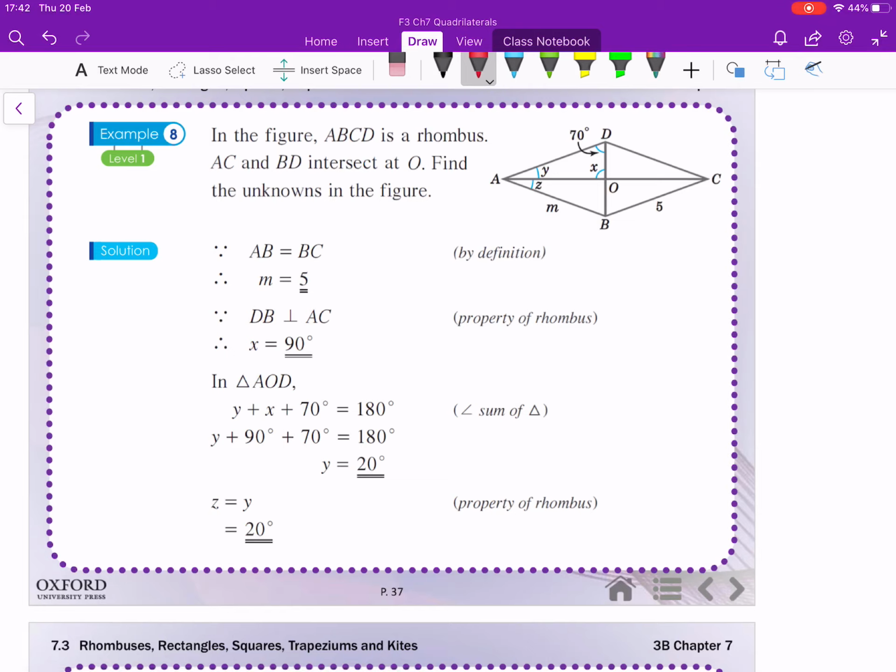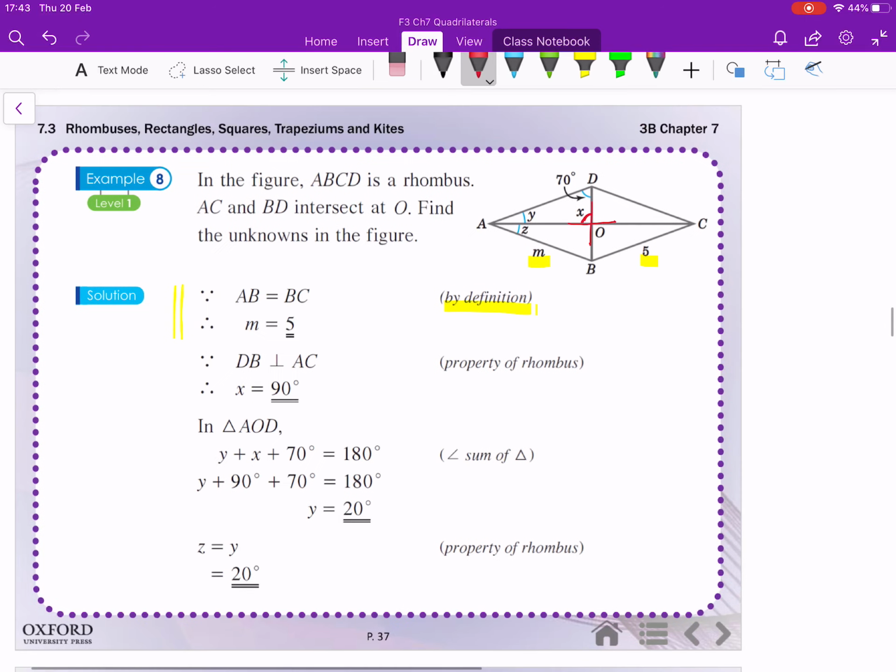Okay, we have a rhombus, we have 2 diagonals, and we need to find out the value of m, x, y, and z. M first. Okay, M represents the length of AB, which is a side of the rhombus. So by definition of rhombus, you know that all 4 sides are equal, so M should equal 5. The first part about M. And then the second one about X. X is the angle made by 2 diagonals. So by the property of rhombus, we know that this must be 90 degrees.